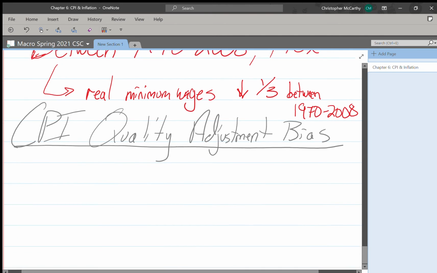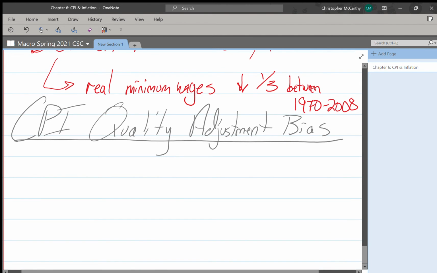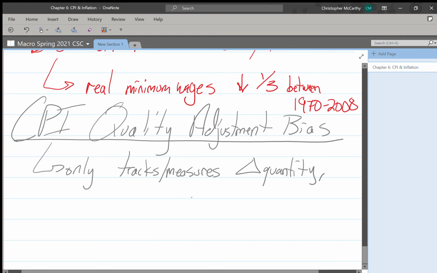So this is an important bias because the CPI only tracks or measures changes in quantity, not improvements in quality, as I was alluding to earlier in the class.